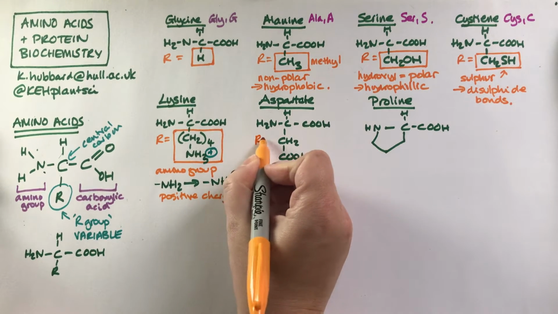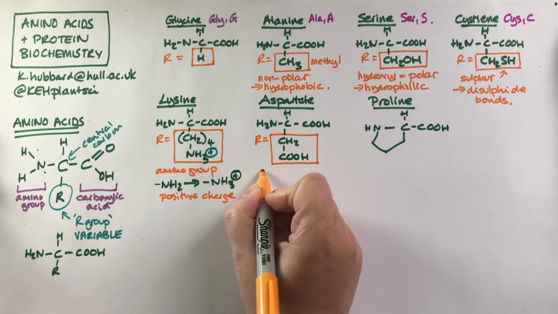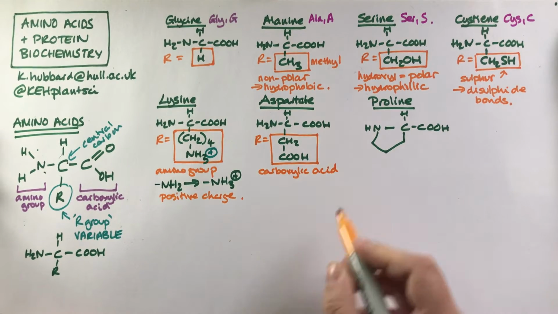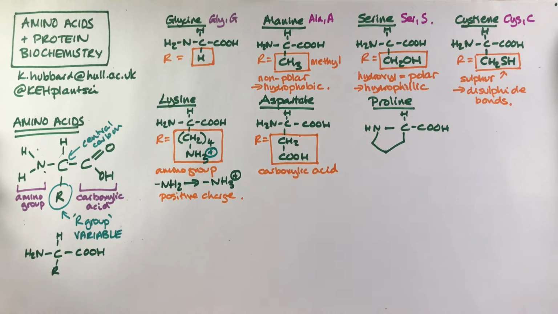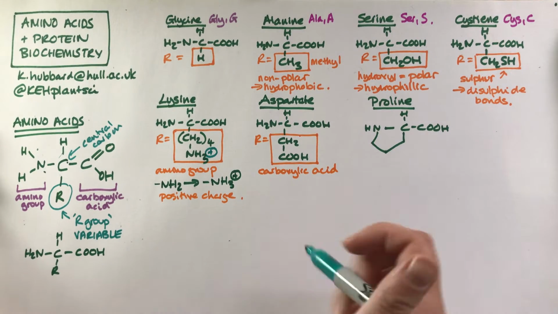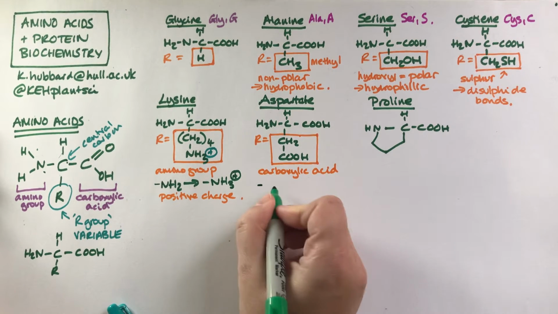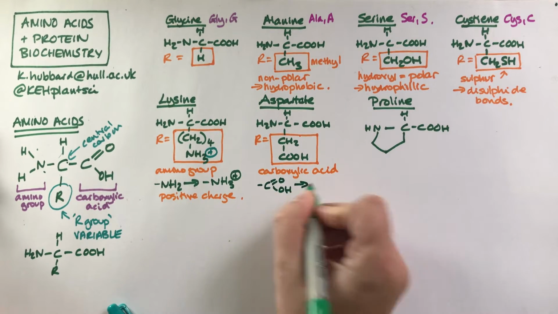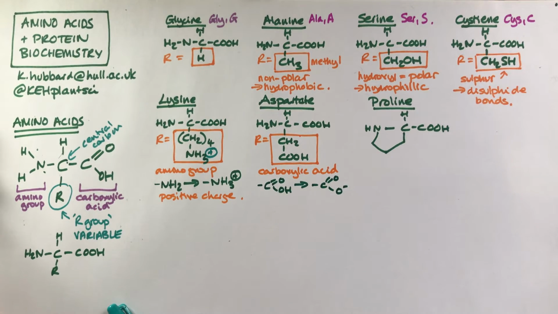Here's aspartate. So here's its group. Notice that we have a carboxylic acid. We've got CH2 there, and then we've got the carboxylic acid, COOH. That was the same as over there. And again, in solution, what tends to happen nearly all the time is that C double bond OOH would become C double bond O minus. So we've got a negative charge on there.